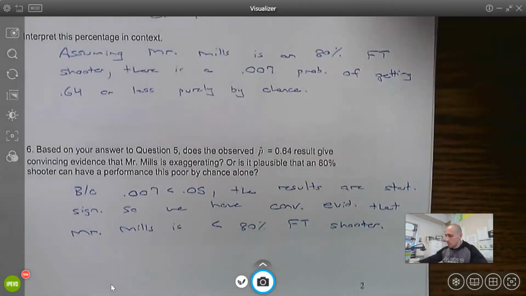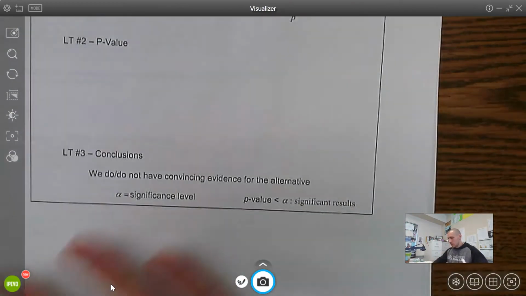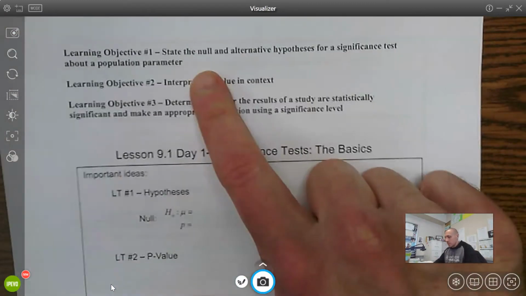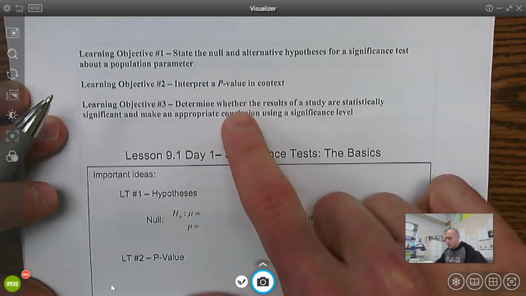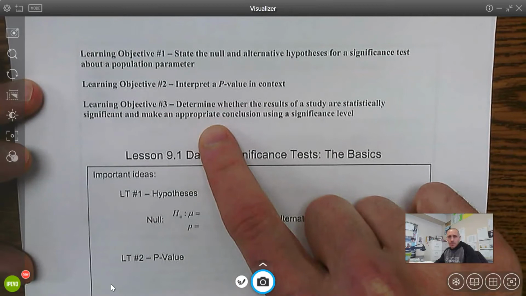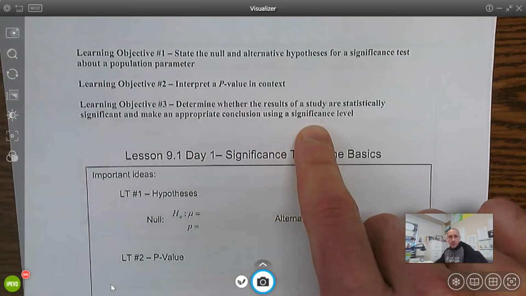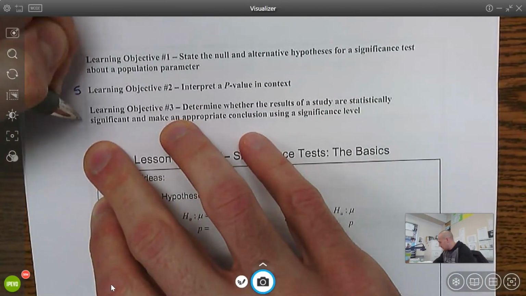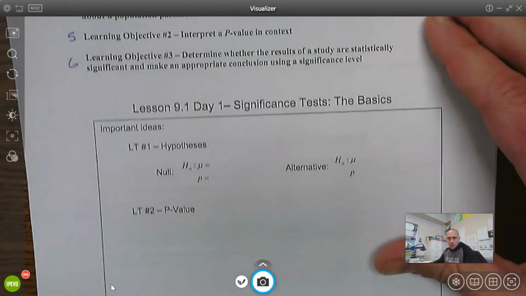Okay, let's move on. So here's where we're headed. We're going to state what's called a null and alternative hypothesis for these significance tests. We're going to interpret a p-value, and we kind of just did that. And we're going to determine if our results are statistically significant at some significance level. And that's kind of like question number 5 that we just did and question number 6 from the previous page.